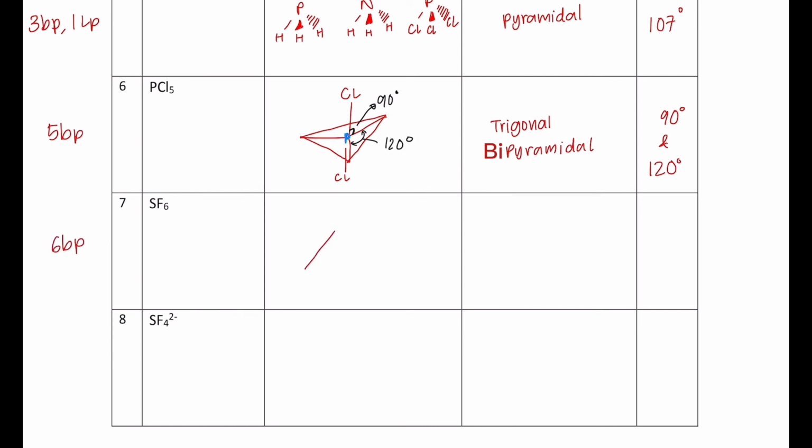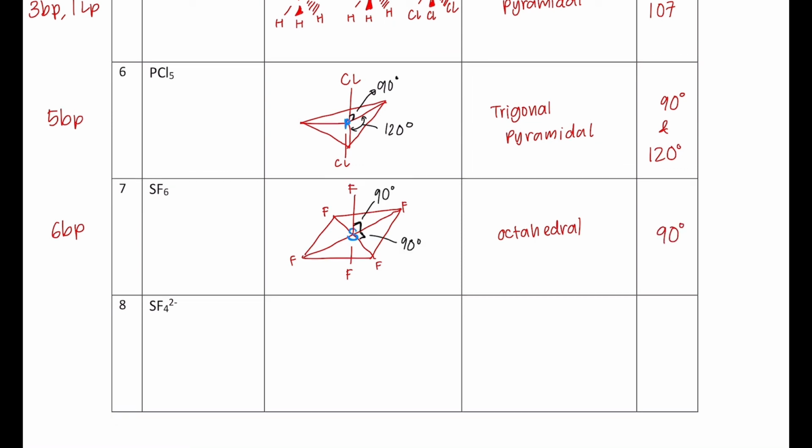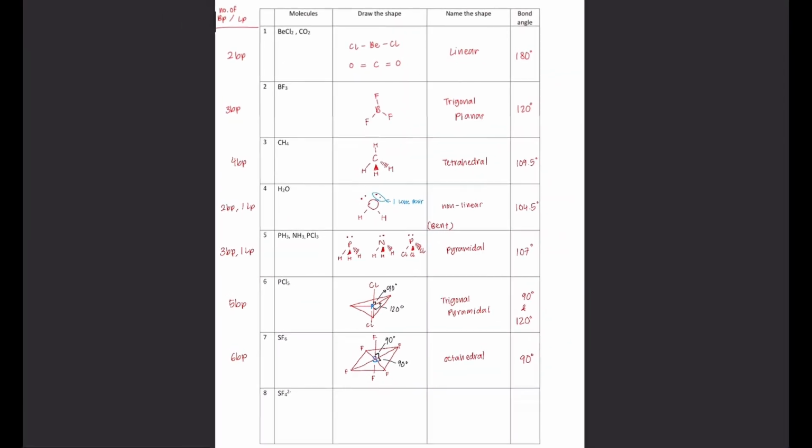For 6 bonding pair, an example would be SF6 or sulfur hexafluoride. And the shape would be similar to the trigonal bipyramidal as before, but with a square base. The name of this shape would be octahedral, with a bond angle of 90 degrees. And that's all the shapes that we have learned today.